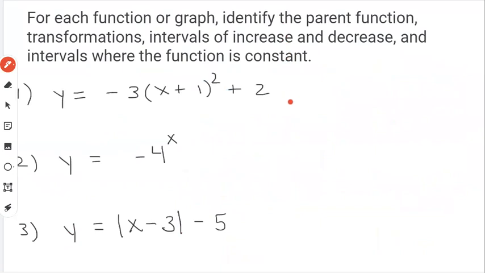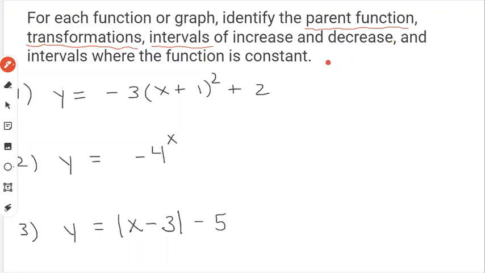Okay, so now I've got three formulas that I want to look at, and for each function, I want to identify three things. I want to identify the parent function, I want to identify any transformations that might be going on, and I want to identify those intervals of increasing, decreasing, and constant. So for this first function, we've got y equals -3 on the outside, x plus 1 on the inside. Everything is squared, so we know the function is probably going to have a u shape to it, and we have a +2 on the outside.